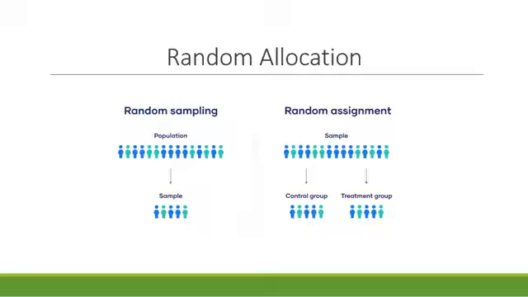Now, it's important to highlight random sampling versus random assignment. As you read an article, it may say one or both. Random sampling should mean that from a population, a sample was created. And then from that sample, random assignment occurred, moving people to a treatment group or a control group.